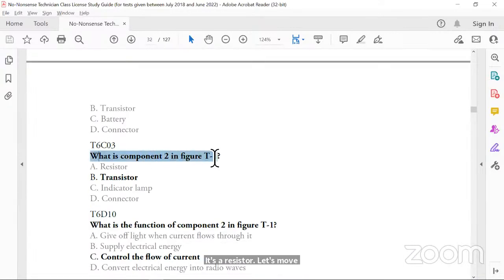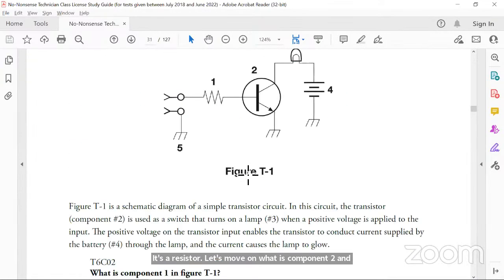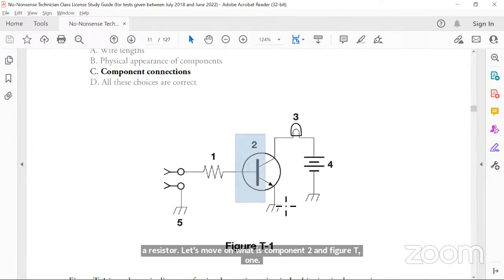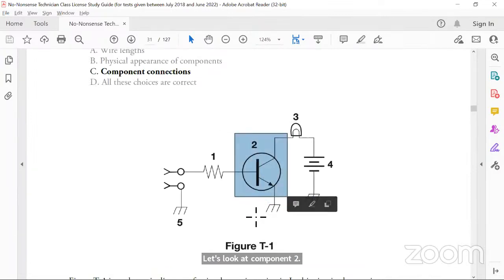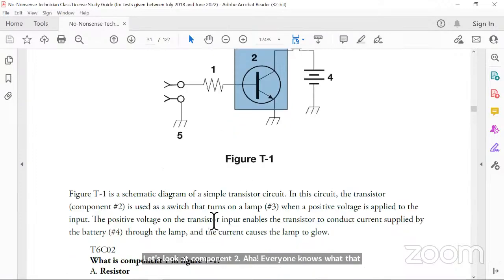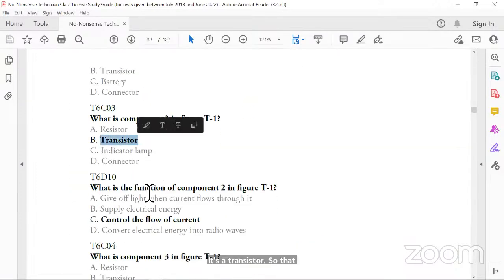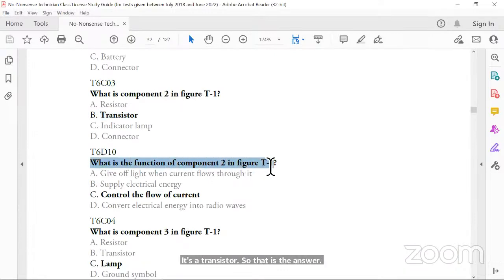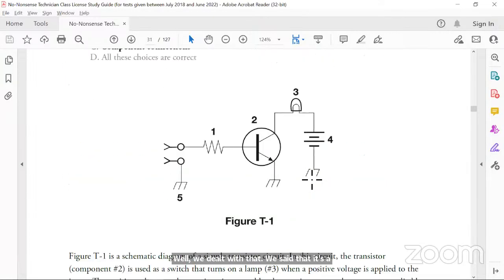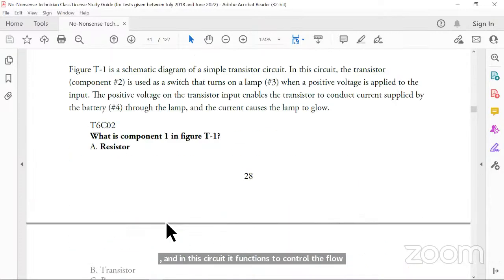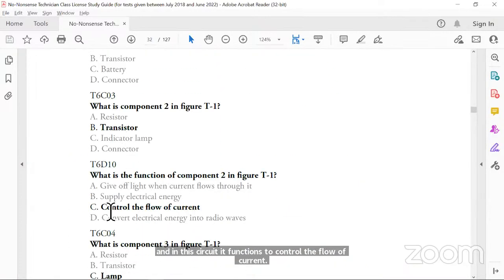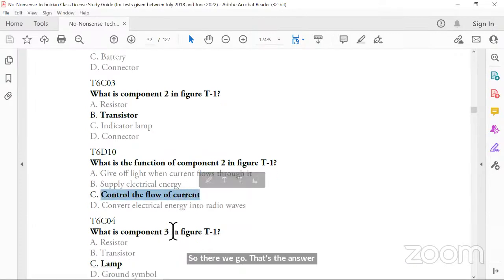Let's move on. What is component 2 in figure T1? Let's look at component 2. Aha! Everyone knows what that is. It's a transistor. So that is the answer. Component 2 is a transistor. What is the function of component 2? Well, we dealt with that. We said that it's a transistor, and in this circuit, it functions to control the flow of current. So there we go. That's the answer. Controls the flow of current.